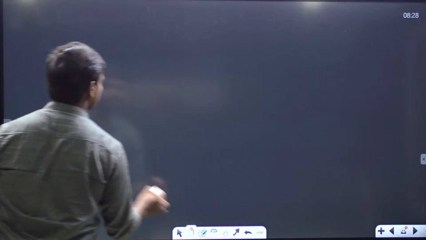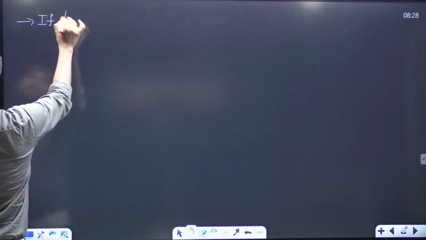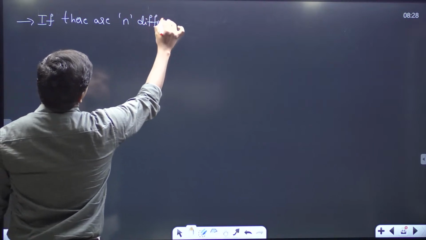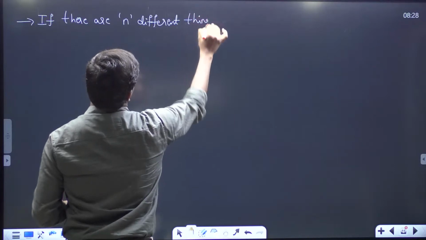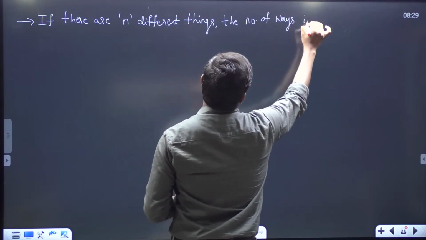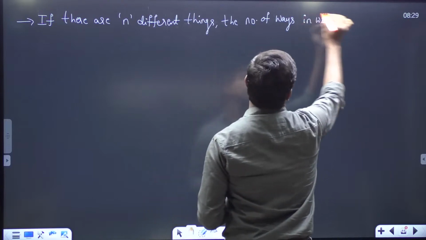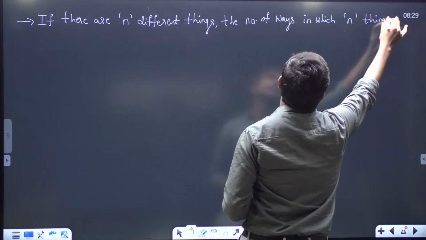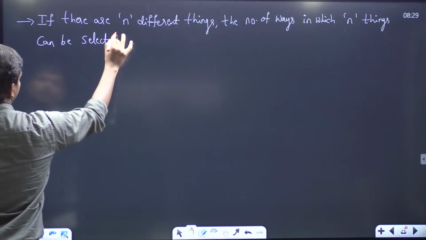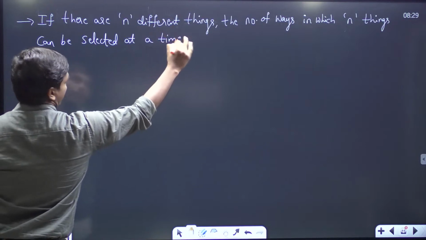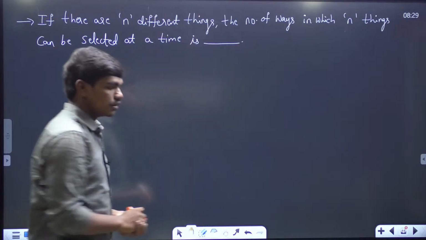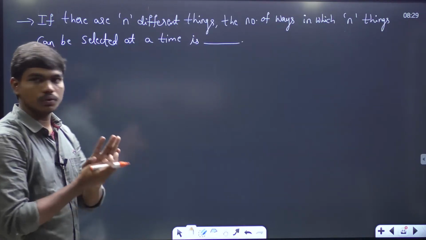Now I want to tell you one important thing at this point. If there are n different things, the number of ways in which n things can be selected at a time is dash. See, when you have n things, you can calculate in nCr ways.